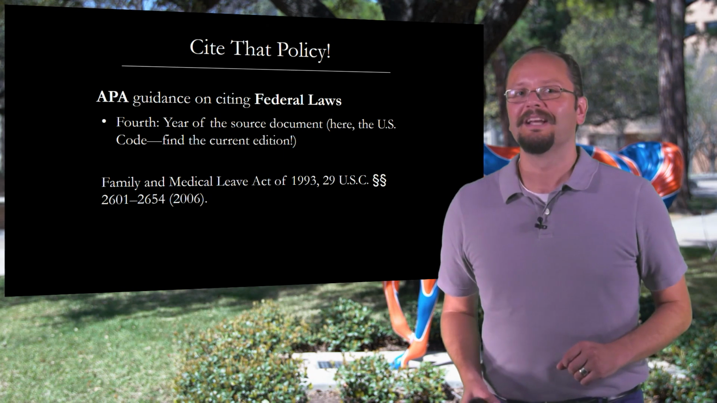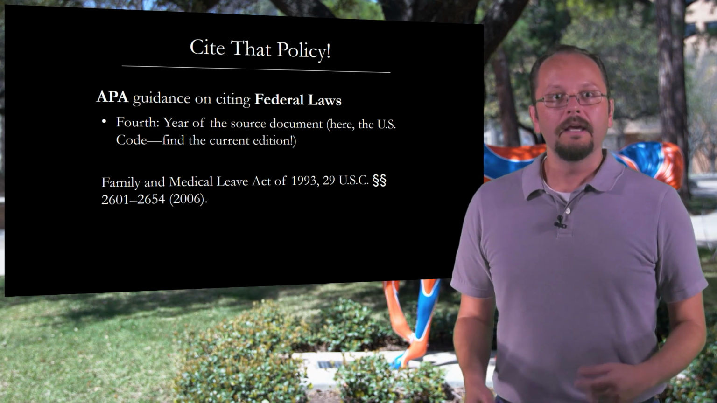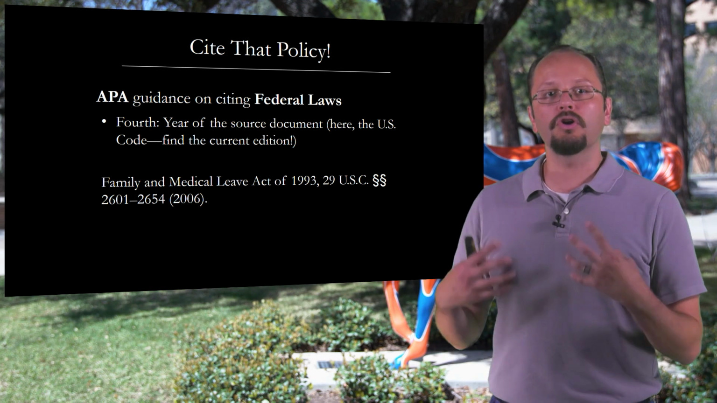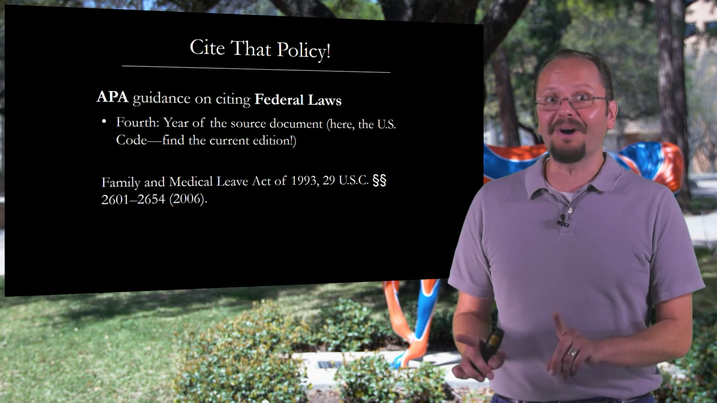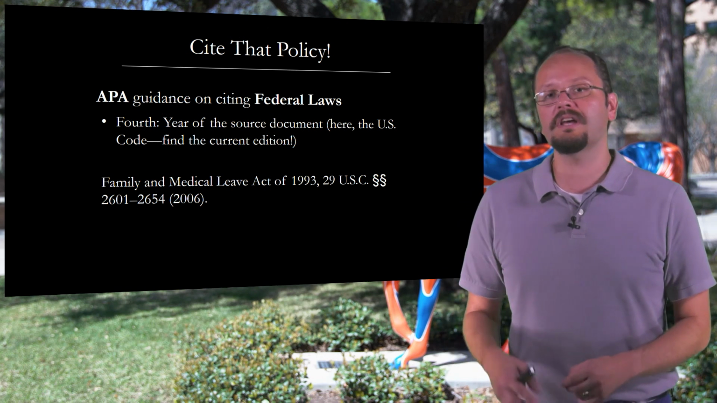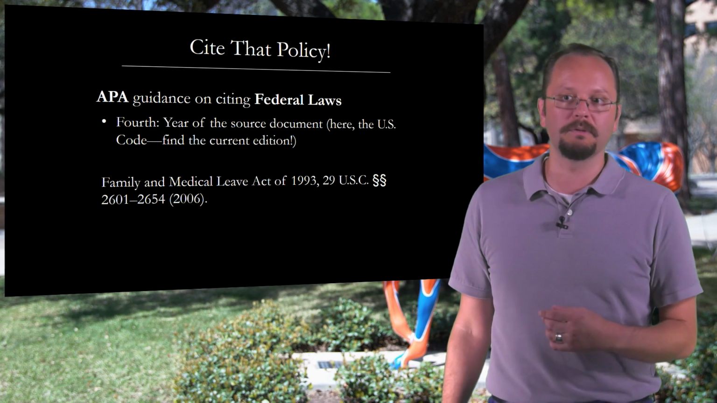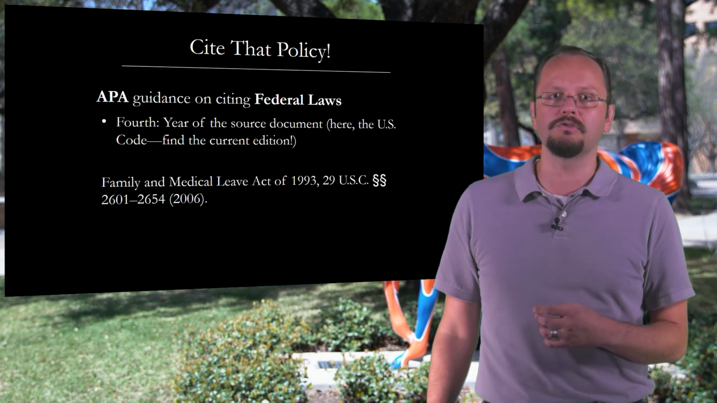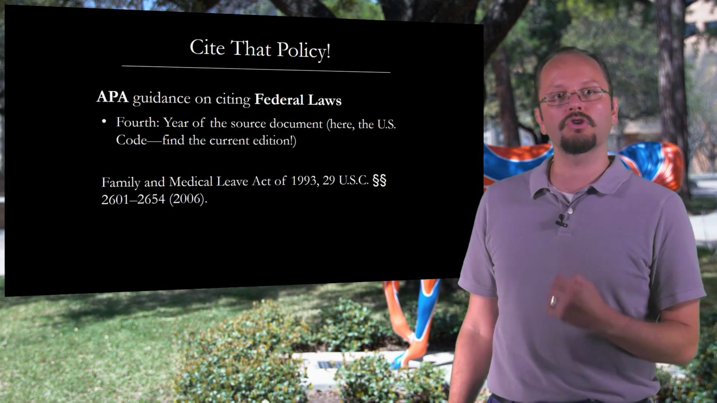Here's the tricky part. The last element in the reference entry for a federal law is the year of the current edition of the U.S. Code. Not the year the policy was passed, which is 1993, but the year of the current edition of the code. At the time this information was compiled, it was 2006. I suspect it's been updated since then. I think the most current version is 2016, but check when you go to the U.S. Code and locate your law, check what the current version of the U.S.